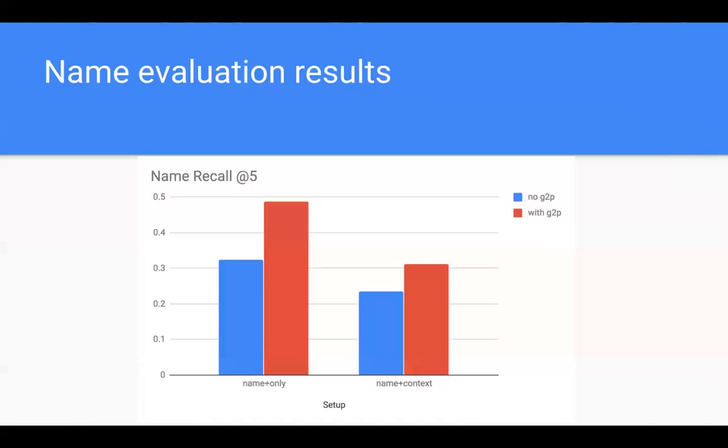So without using G2P, with only using double metaphone, we had about 30% accuracy with the names only evaluation set. And for names and context, we had about 20%. Using G2P, this improved quite significantly to about 50% for names only and about 30% for names plus context.